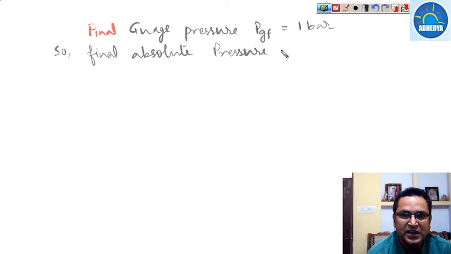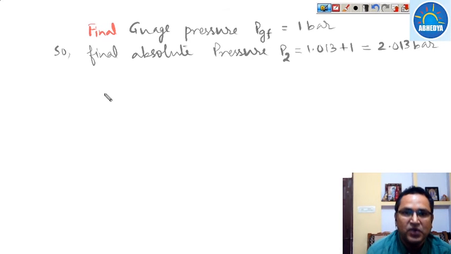So what is the final absolute pressure? That is P2. So this becomes 1.013, that is the atmospheric pressure, plus the gauge pressure. So this comes to be 2.013 bar.